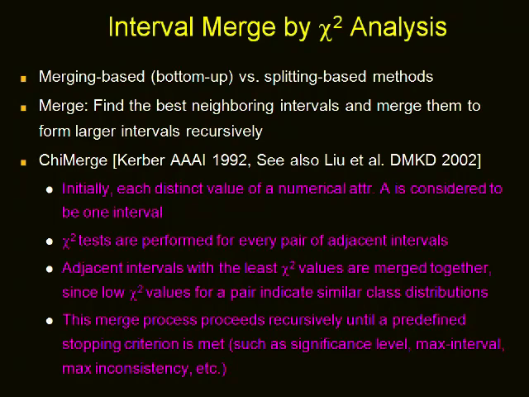Adjacent intervals with the least chi-square values are merged together, since low chi-square values for a pair indicate similar class distribution. The merge process proceeds recursively until a predefined stopping criterion is met, which we have defined earlier, the 3 different kinds of stopping conditions. By following these 3 conditions, the merge process proceeds recursively until these conditions are met.